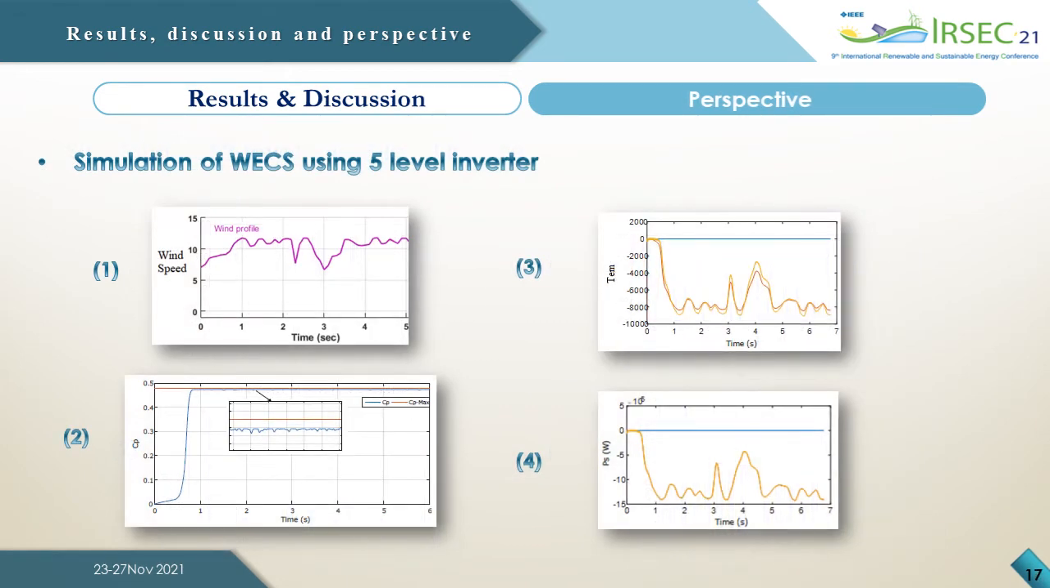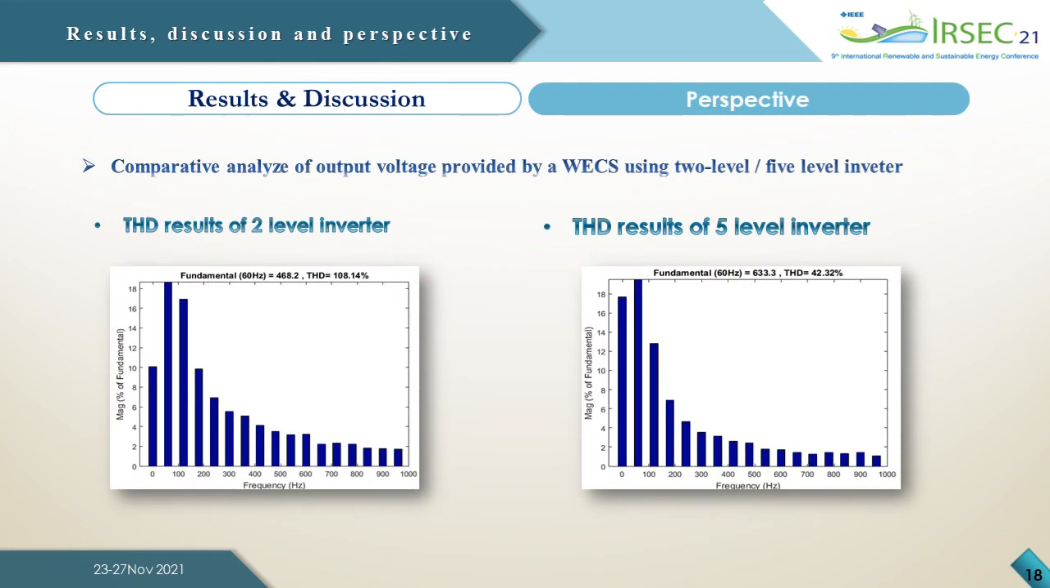We're gonna move to the simulation of the whole wind energy conversion system using a 5-level inverter. The first figure presents the wind profile used. The second one shows that the CP follows its CP max. The third one presents the electrical and mechanical torque, and the fourth one presents the produced power.